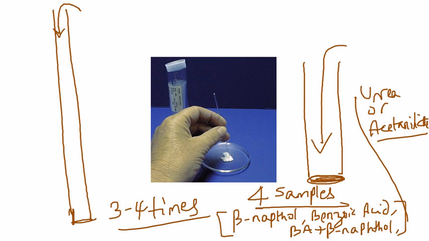Now, what will you do? Between you and your lab partner, you have to run these 4 samples, and you have to give me 3 readings for each of them. The first reading is going to be a fast reading, and the remaining 2 are going to be slower readings. So what is a fast reading? What is a slow reading?